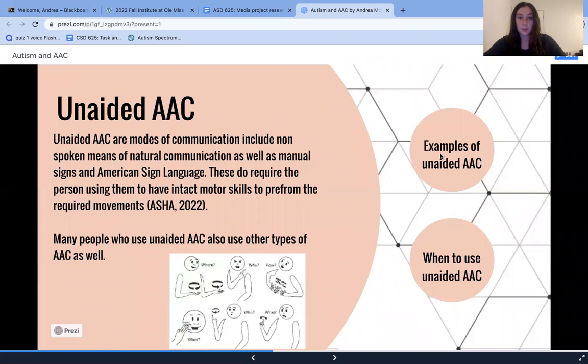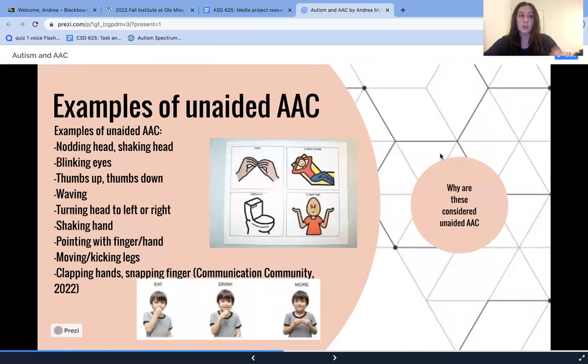Okay, and we have some examples. So we have nodding head, shaking head, blinking eyes, thumbs up, thumbs down, waving, turning head left to right, shaking hands, pointing with finger, hand, moving or kicking legs, clapping hands, snapping fingers.